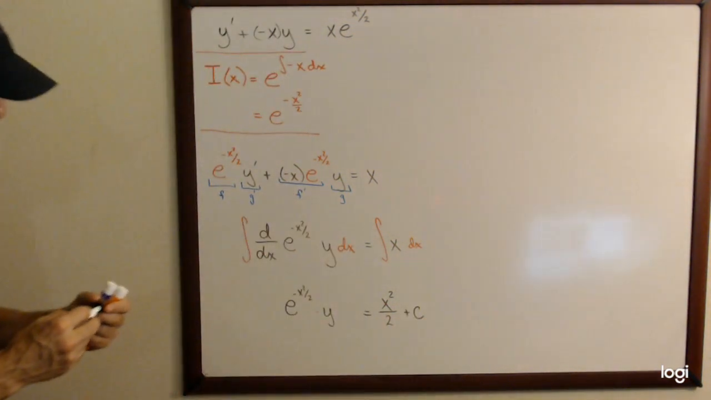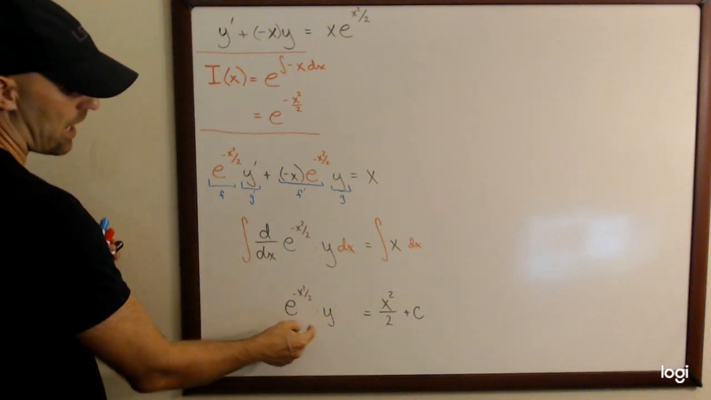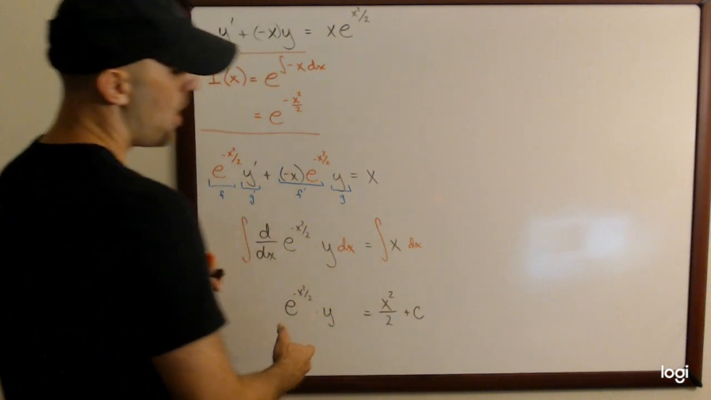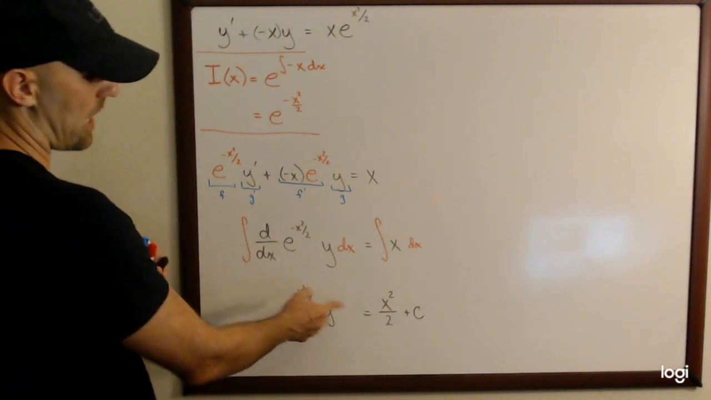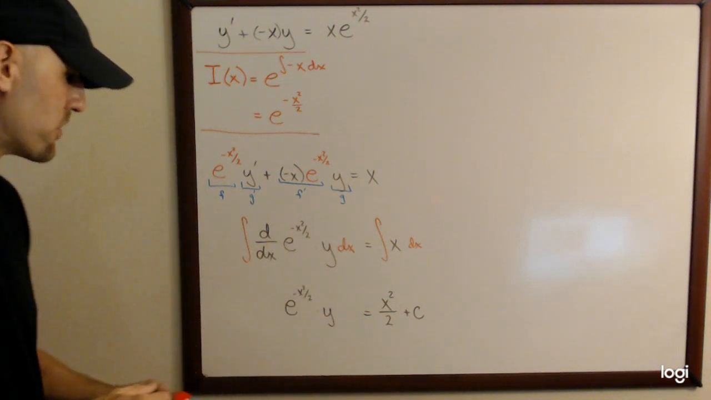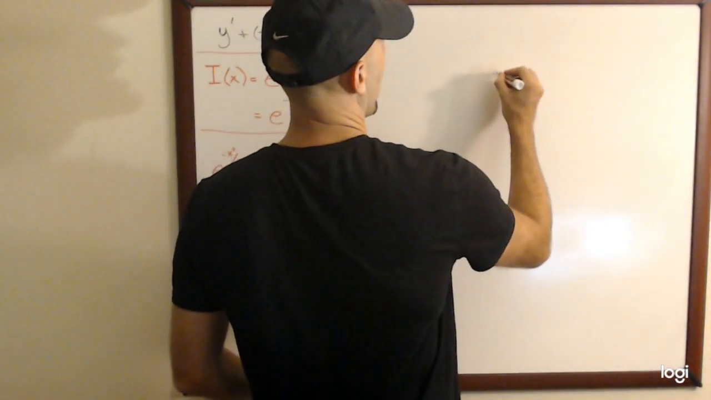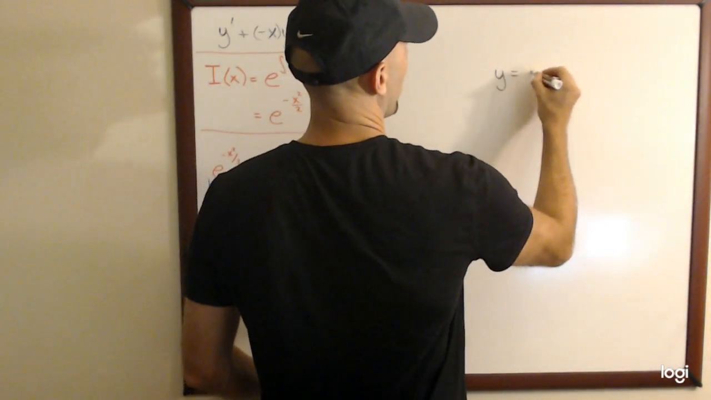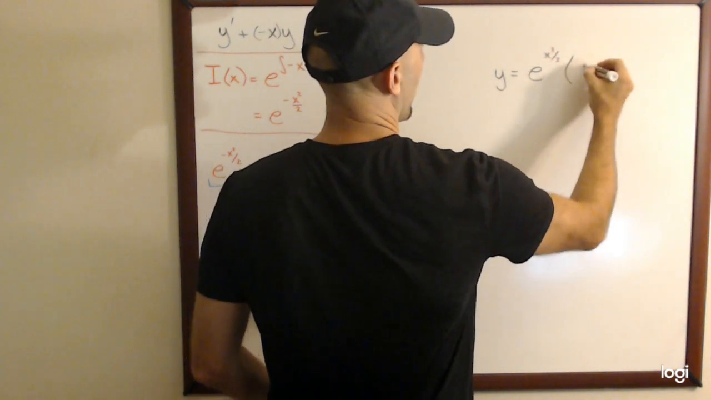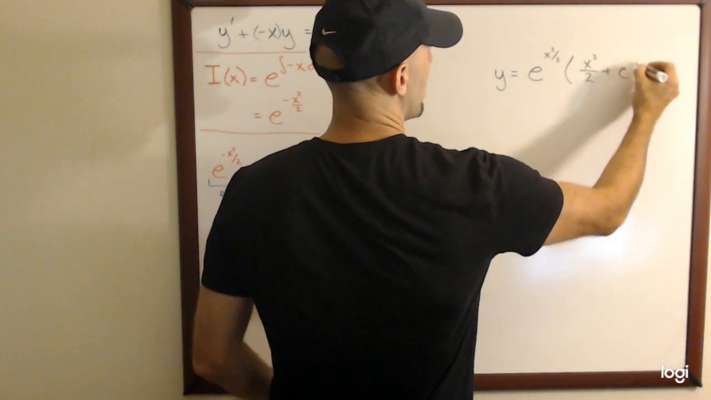Okay? All right, and the only thing I have left to do now to solve for y is just to take this term and then move it to the right-hand side. We'll multiply both sides by e to the x squared over 2, or equivalently, we'll divide both sides by e to the negative x squared over 2. They're the same. Okay? And the result of that is I get y is equal to e to the x squared over 2 times x squared over 2 plus c.